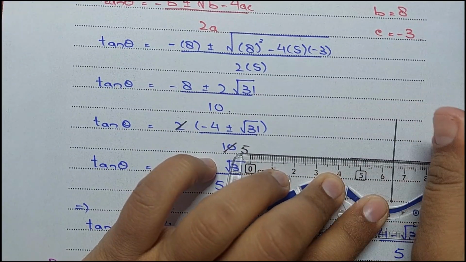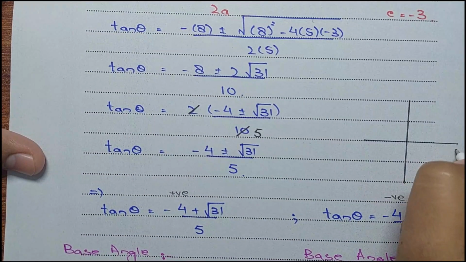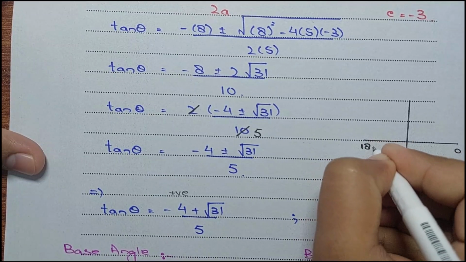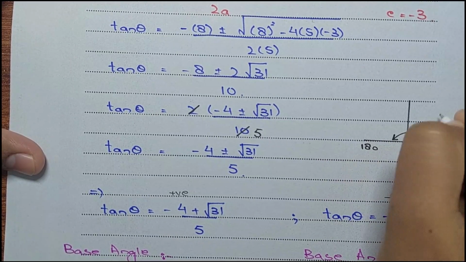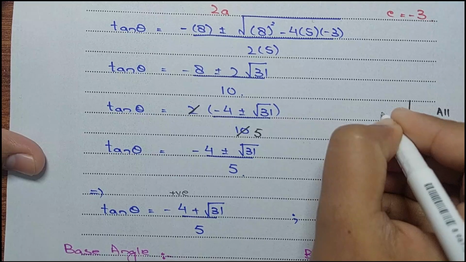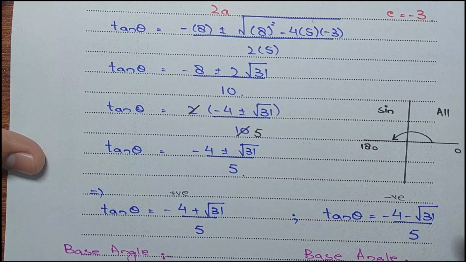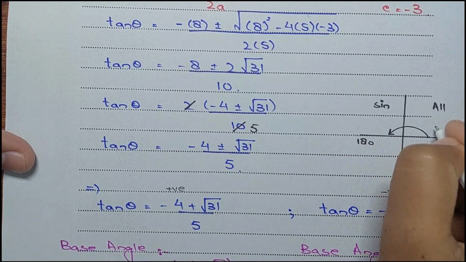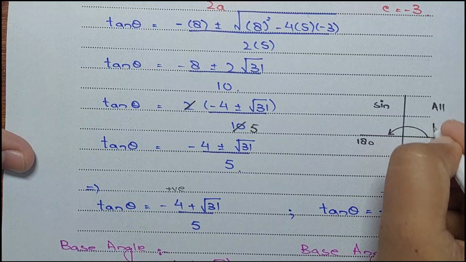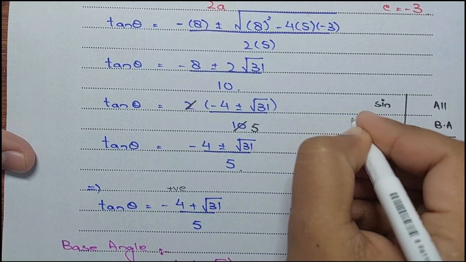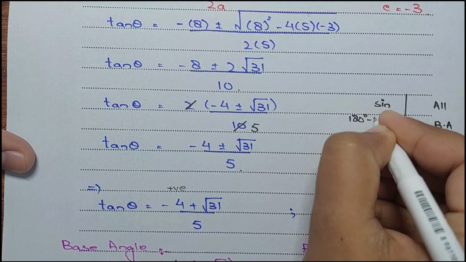So here is a coordinate diagram, and the domain we have been given is from 0 degrees to 180 degrees. So this is the whole domain, 0 to 180. In the first quadrant all trigonometric ratios are positive, in the second quadrant sine is positive, right? So this solution is the base angle. Here we take the base angle and here we take 180 degrees minus the base angle.